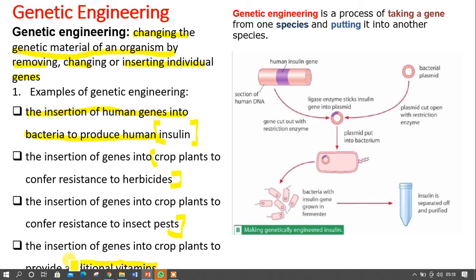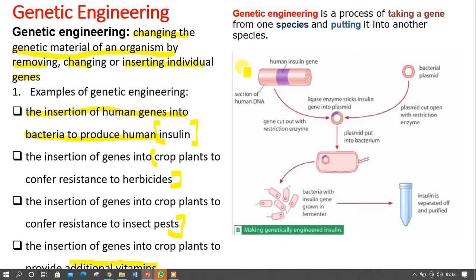So these are examples of genetic engineering where you have crops that are herbicide resistant, and crops that are pest resistant. You have genetically modified crops that have additional vitamins, and the production of human insulin. All these are examples of genetic engineering.